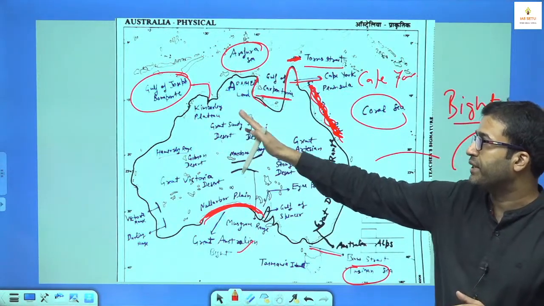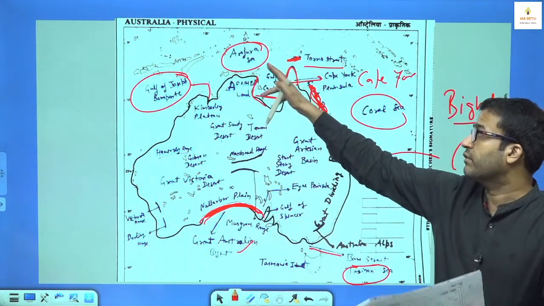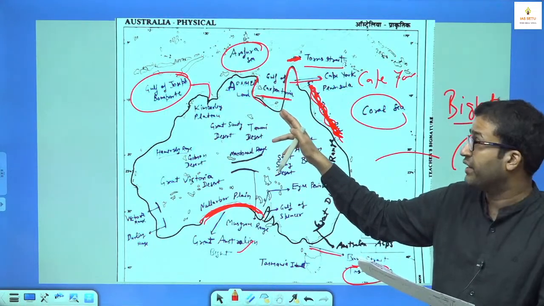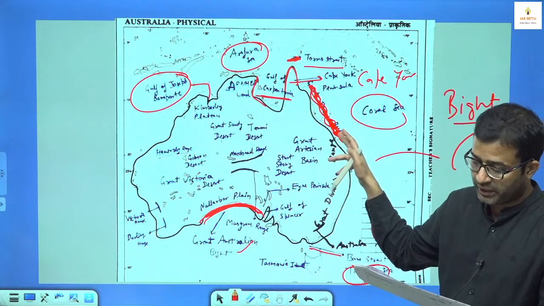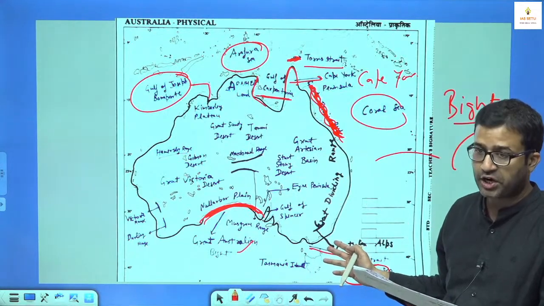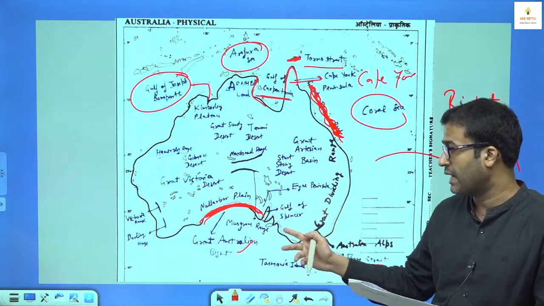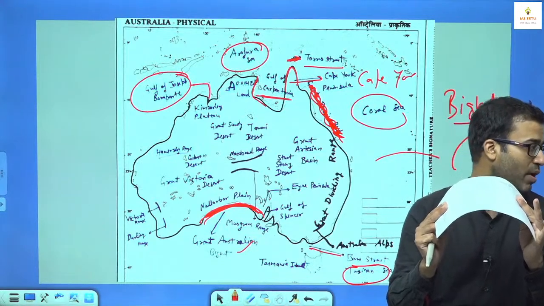So I repeat, on the coastline we have Gulf of Joseph Bonaparte. Here we have Arafura Sea. This is Gulf of Carpentaria. This is Torres Strait, Cape York Peninsula, Great Barrier Reef. This is Bass Strait, which separates Tasmania Island from the Australian mainland. This is Great Australian Bight.